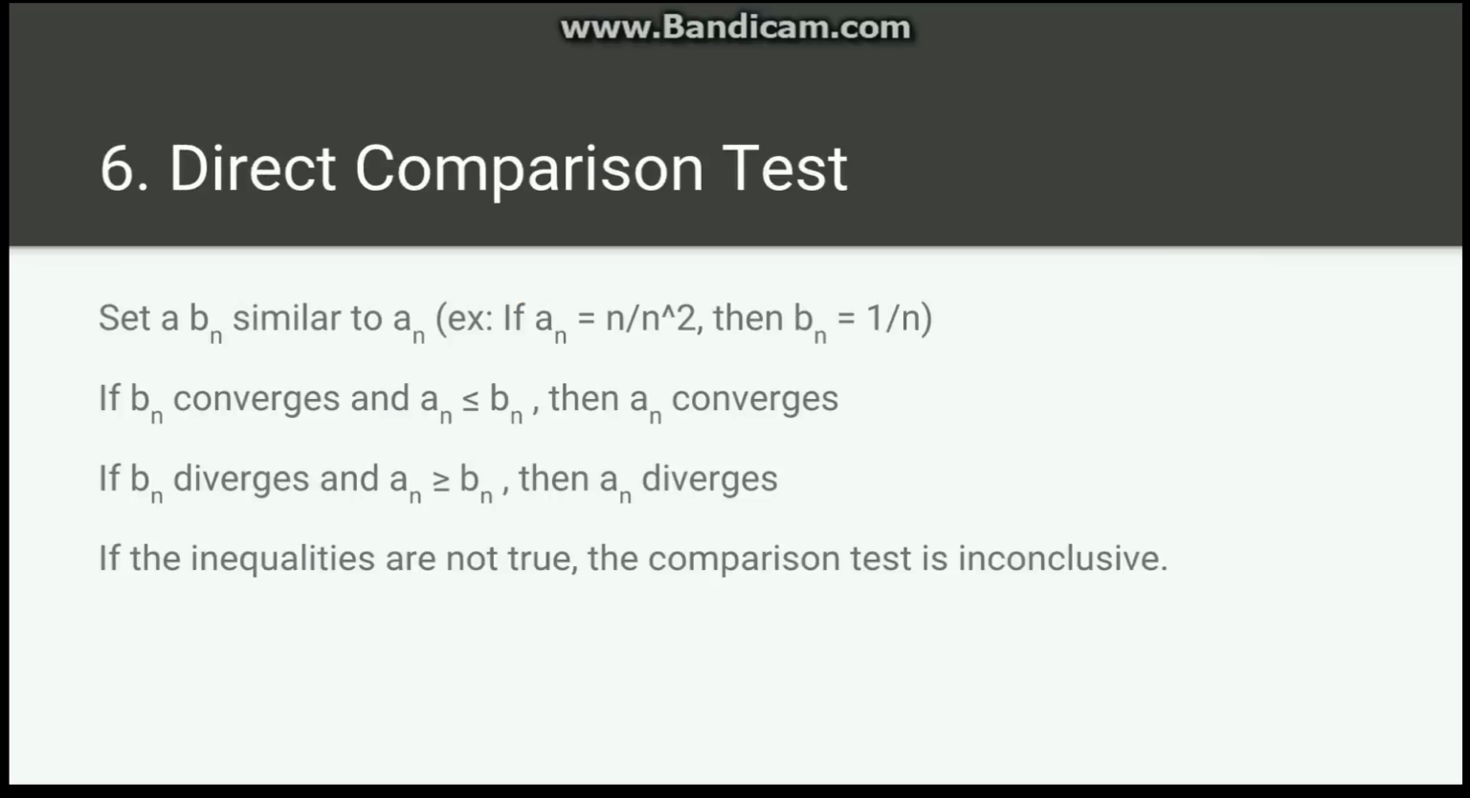For this one, you have to find a b sub n that's similar to your a sub n. If b sub n converges and a sub n is less than or equal to b sub n, then a sub n converges. If b sub n diverges and a sub n is greater than b sub n, then a sub n diverges. And if the inequalities are not true, then the comparison test is inconclusive.